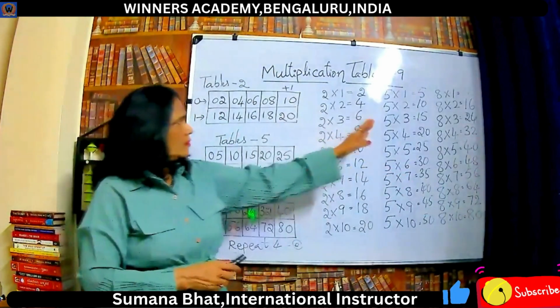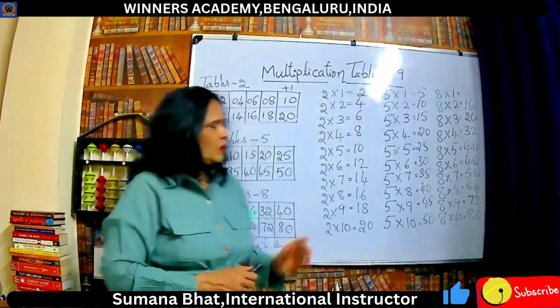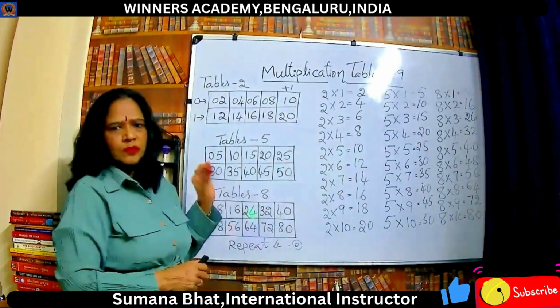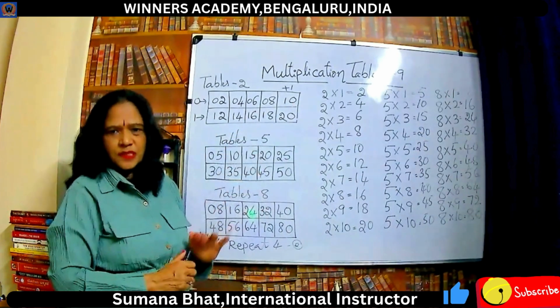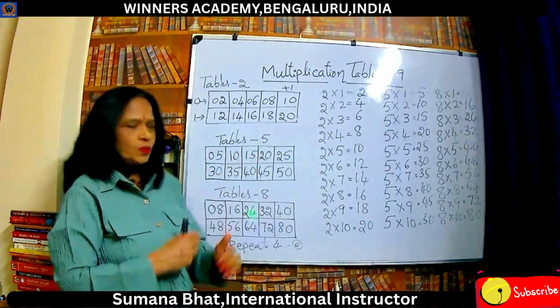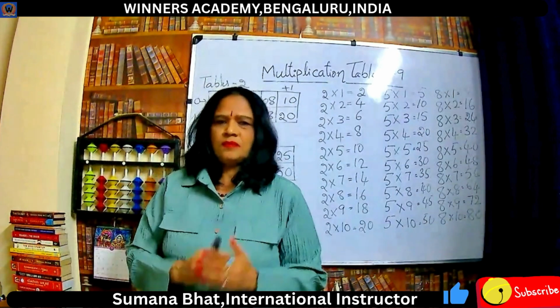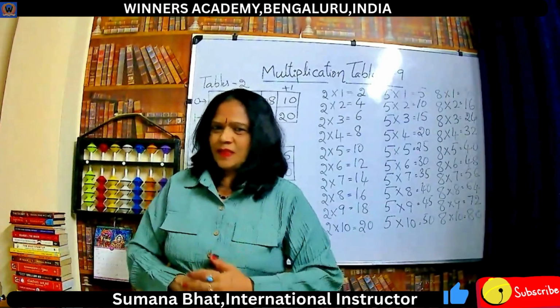See, 2, 5, and 8. All have the same type of pattern. Small difference here. So these 3 are over. The rest of the tables up to 9, let us see in the next video.